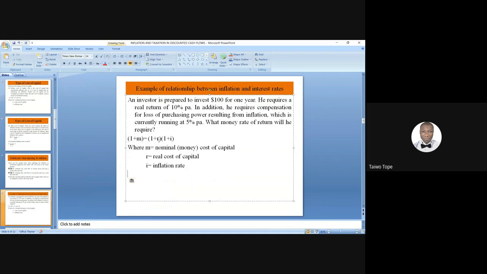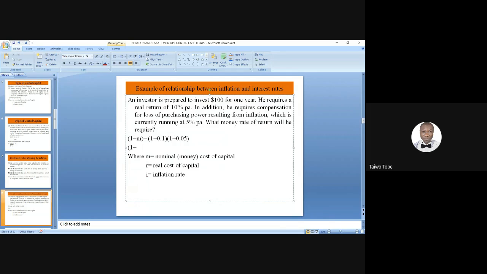Using the Fisher's formula. From the question, we're trying to get the money rate of return. Now, this is showing your money rate of return. Now, the real cost of capital, as given in the question, is 10%. So replacing this R by 0.1, which is 10% in decimal, and the I, which is inflation, is 5%. 5% in decimal is 0.05. Replacing that, we have 0.05.